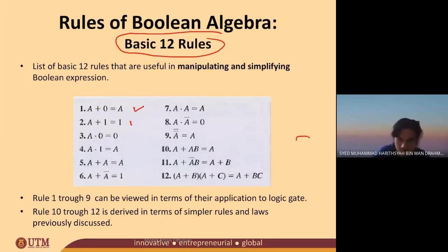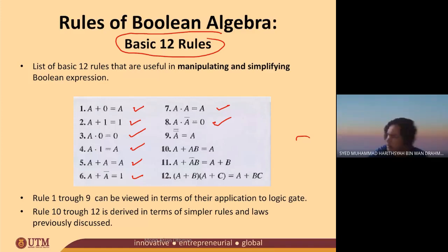Rule number 3, A times 0 is 0. Okay. A times 1 is A. A plus A is A. Number 6, A plus A bar is 1. So that means 0 plus 1 is 1. Okay.